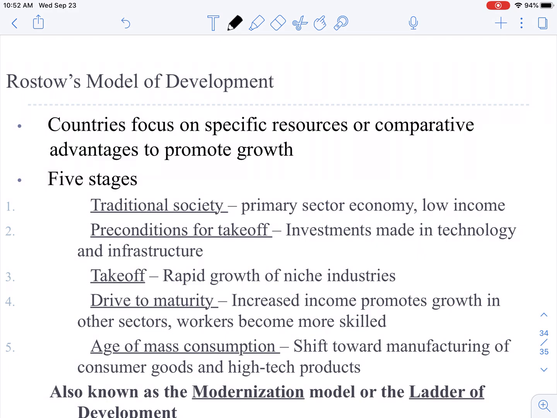So a lot of sub-Saharan African nations I would expect to be in this takeoff stage over the next half century. After that, there's a drive to maturity where there's increased income, promoting growth in other sectors, and workers become more and more skilled. We're seeing that happen in Latin America in the NICs and along the edges of Asia, South Asia, some countries in Southeast Asia and East Asia. Lastly, when countries get to that MDC status, they enter an age of mass consumption, where they are manufacturing and consuming goods at a high level and producing high-tech products.